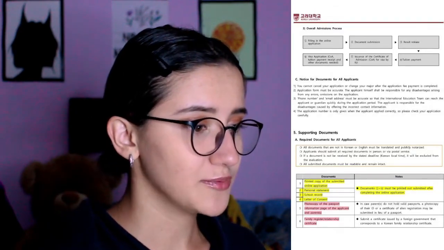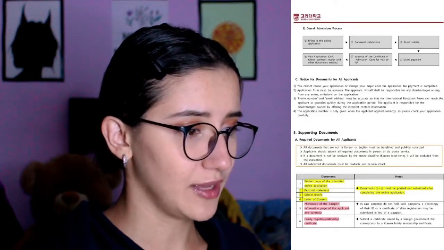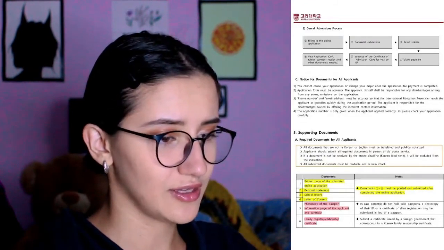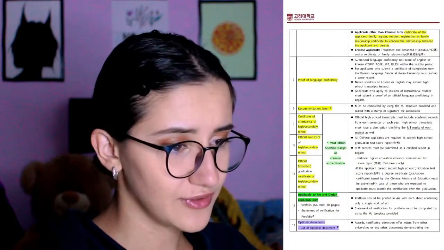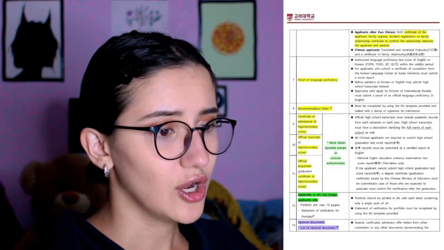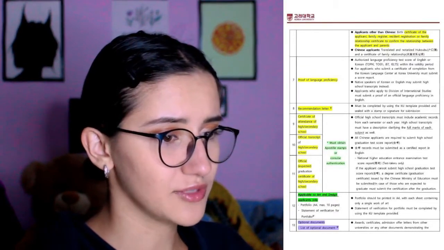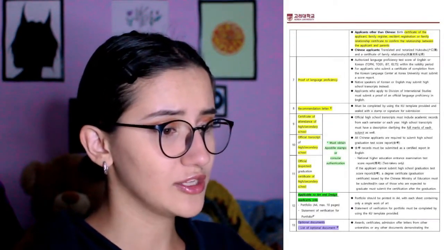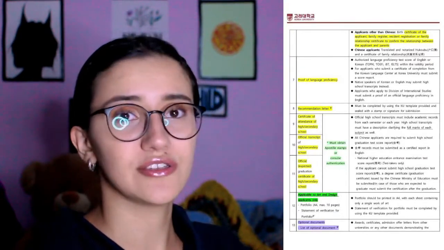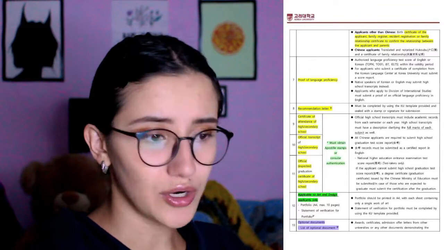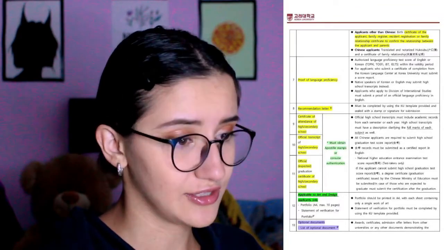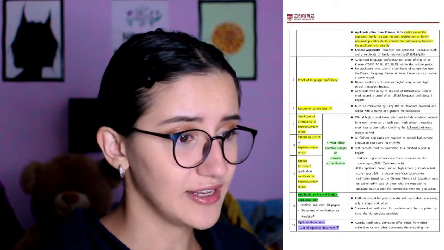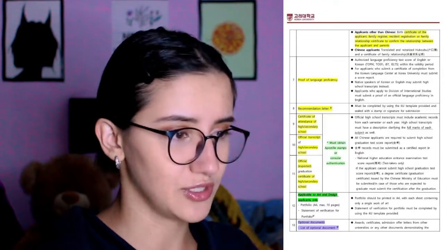Next, photocopy of the passport information page of the applicant and parent. Family register relationship certificate, which means it can be your birth certificate, family register, resident registration, or family relationship certificate to confirm the relationship between the applicant and parent. Next, we need proof of language proficiency. We already talked about this topic, TOEFL or IELTS. Next, we need a recommendation letter, only one. Must be completed by using the KU template provided and sealed with a stamp or a signature for submission.